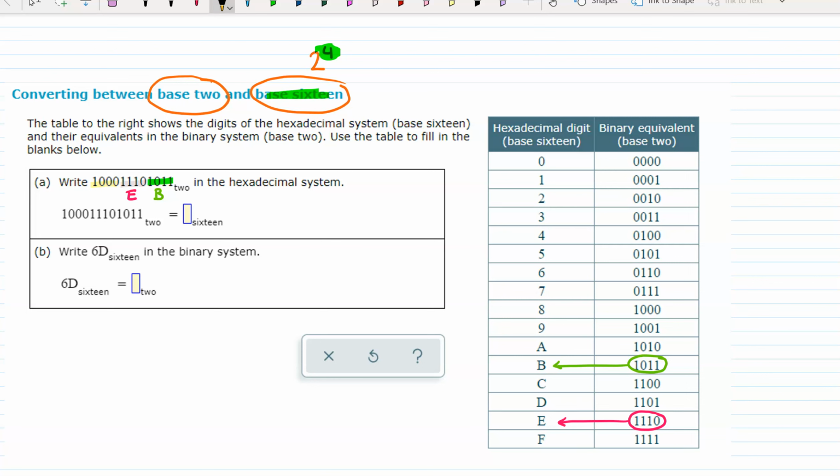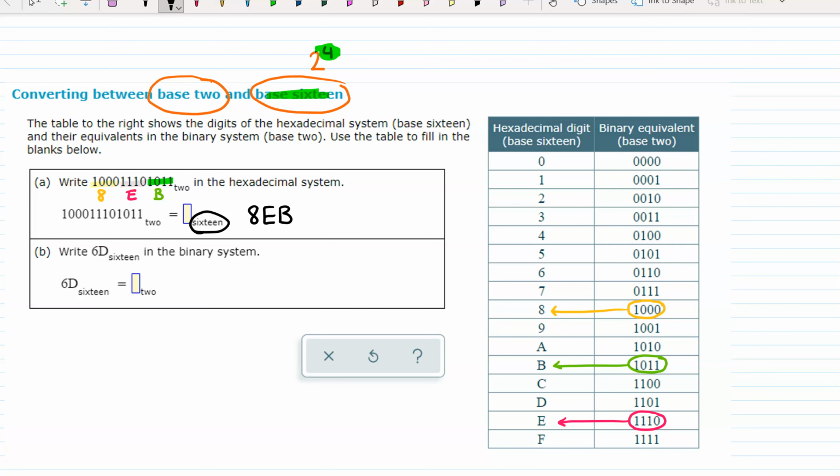And then in yellow, 1000. 1000 corresponds to 8. So instead of writing this base 2 number 100011101011, we could write 8EB in base 16. Now, if you didn't have this chart, you could still do the backwards calculation.